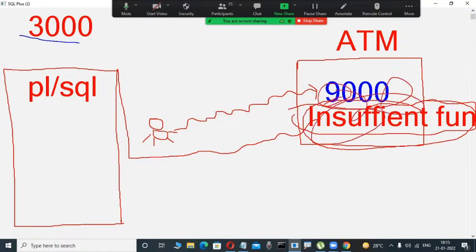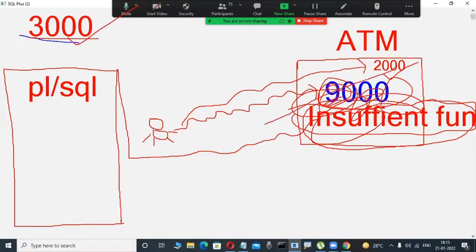Again, another scenario. For example, my balance is 3,000. Suppose I insert the ATM card and try to withdraw 2,000 rupees, for example. Is it possible? Possible. Why? Because here my balance is 3,000. Here 2,000 is less than 3,000. That's why trying to retrieve it is possible. We are withdrawing the money, 2,000 is possible in this example.